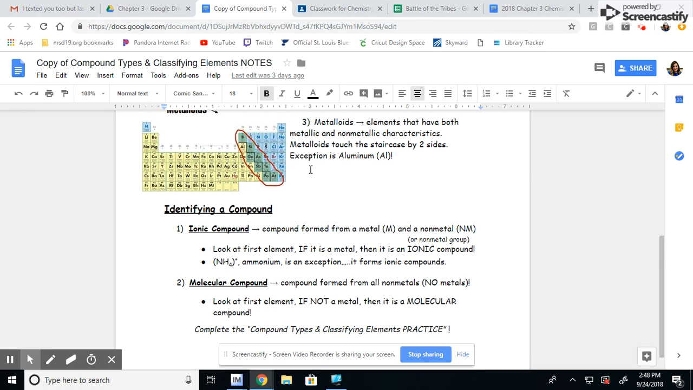If you want to know if something's ionic or molecular, all you have to do is look at the first element. If the first element is a metal, it's automatically ionic. If the first element is a nonmetal, it's automatically molecular. At this point, this is what you need to know. So when you do your practice sheet, you'll just look at them and you'll decide for the compounds, is the first element a metal or a nonmetal? If it's a metal, it's ionic. If it's a nonmetal, it's molecular.